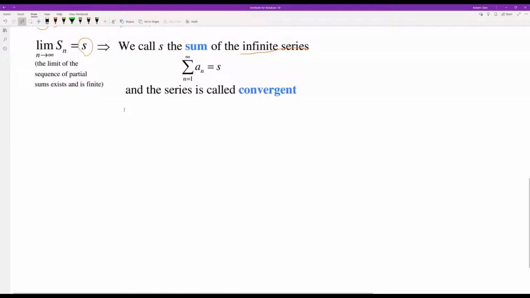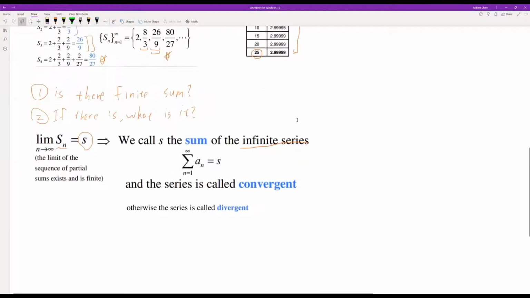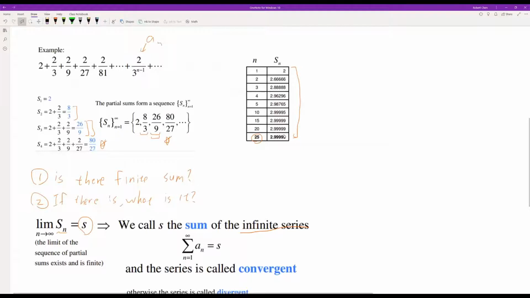Now, if we can find the value of s, then the series is called convergent, right? If the value s does not exist, then we say that the series is divergent. So convergent if we can get a value of s for the sum. If not, then we say it's divergent. Now this notation in the beginning, capital S sub n, remember from earlier, is the sum of the first n terms. So what we're taking here as n approaching infinity is we're actually looking at the infinite sum, and if we can get a value out of it, then it's called convergent.